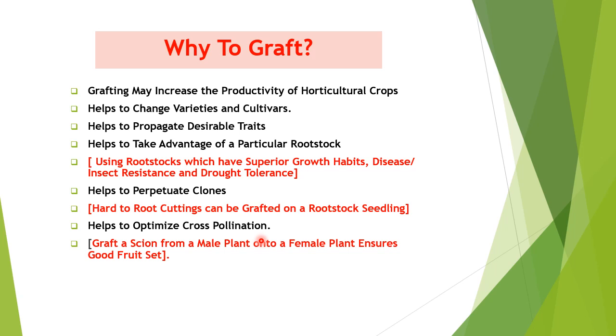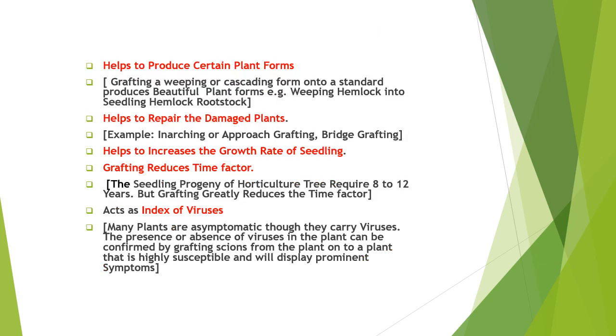female plant. One male part on a female plant: what will happen? Grafting a scion from a male plant onto a female plant will ensure good fruit set, because pollination will be nearer to it. This is how you can optimize cross pollination. It also helps to produce certain plant forms.